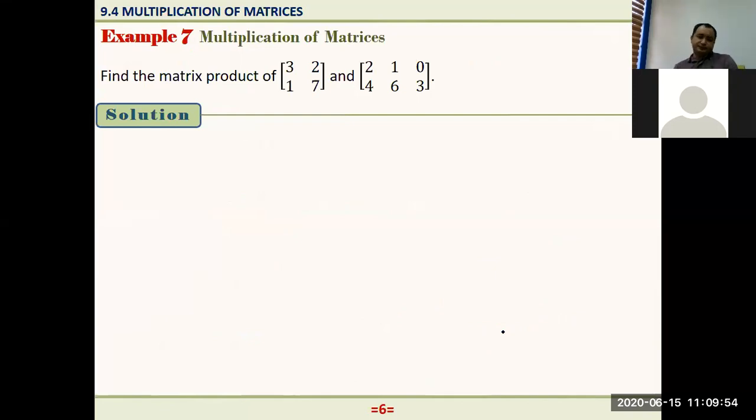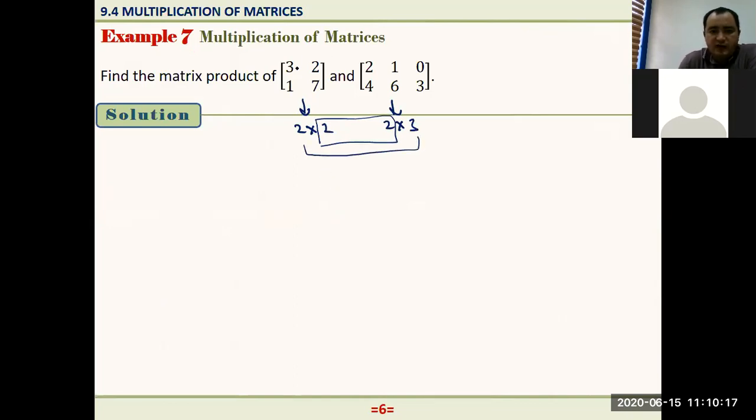Another example, find the product of these two matrices. The first thing you have to do is write their orders. The first matrix order is 2 by 2. The second one is 2 by 3. Then it is possible because these two numbers are the same. Now the resulting matrix will be 2 by 3. If I say this matrix is A and this matrix is B, then if I multiply A times B, the resulting matrix will be 2 by 3. So I will get something like this.